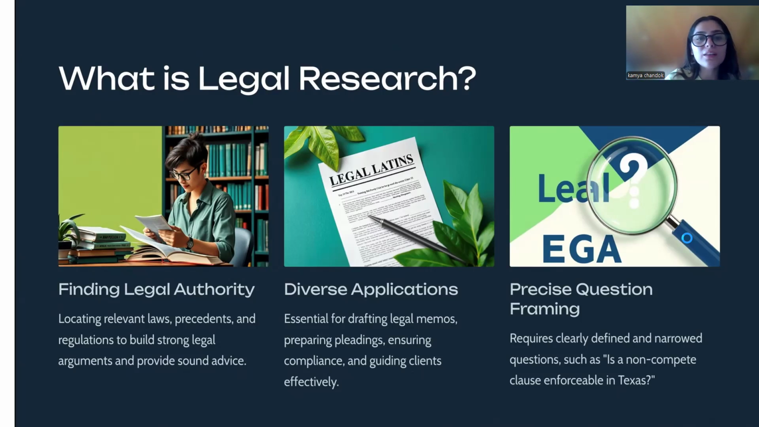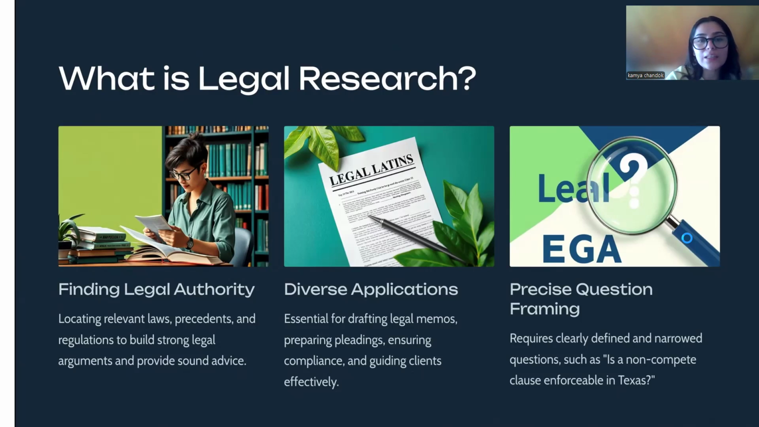Next step is diverse applications. Legal research is not just about litigation. Paralegals use the research to draft legal memos, prepare pleadings, ensure compliance for business, and even draft contracts by analyzing the enforceability of specific clauses.